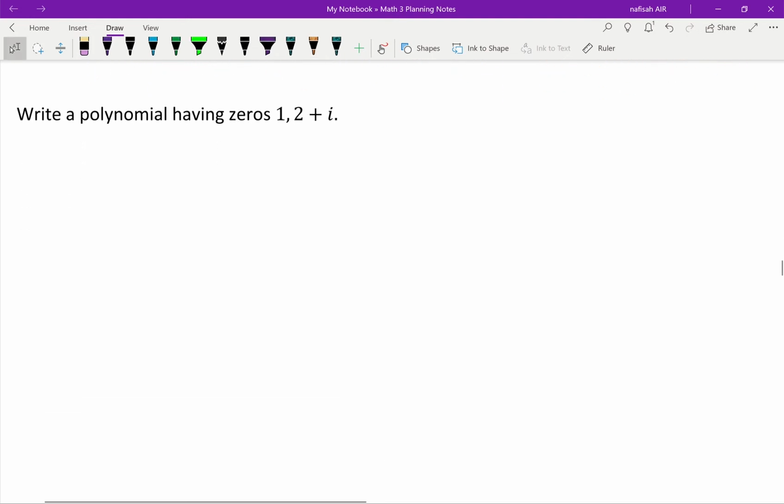Write a polynomial having zeros 1 and 2 plus i. They're trying to trick me here, because they're telling me that I have zeros of x equals 1 and x equals 2 plus i, but I also have the zero of x equals 2 minus i that they didn't tell me about.